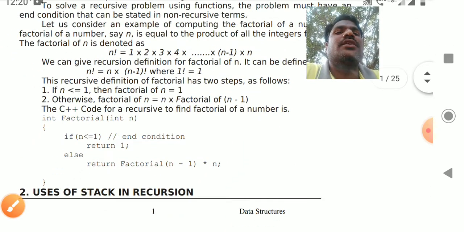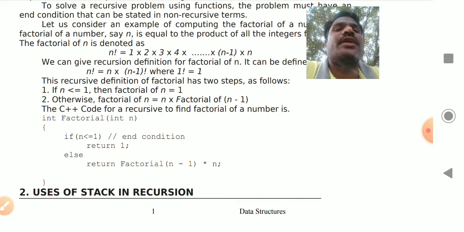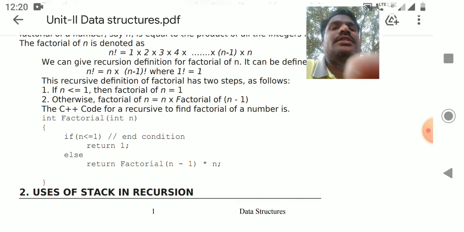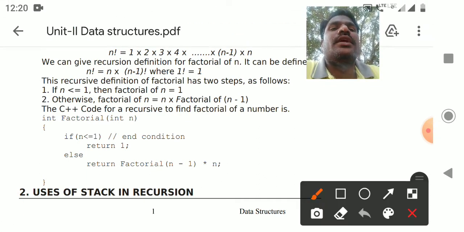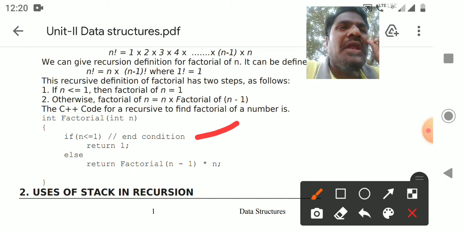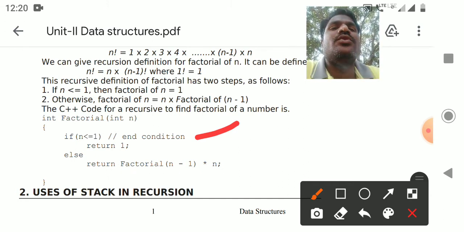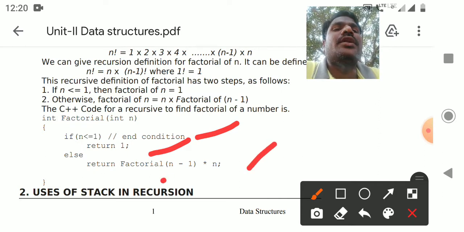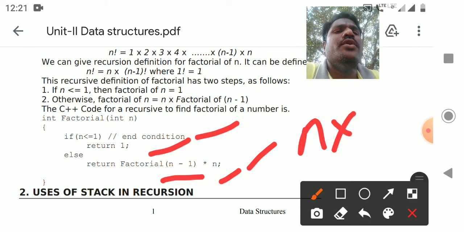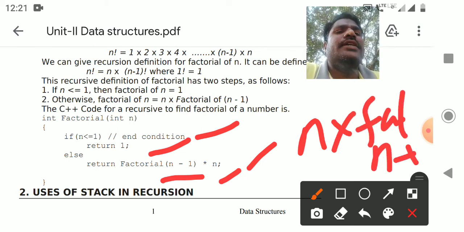Here is the C++ code for the recursive factorial function. It takes an integer number, and you check the number. If n is less than or equal to 1, then return 1, else return factorial of n minus 1 into n. You can write either n into factorial of n minus 1, whichever way. So, that is a recursive function.